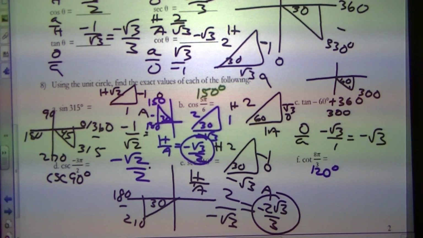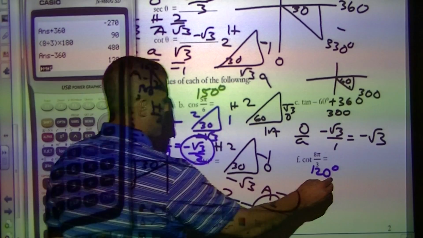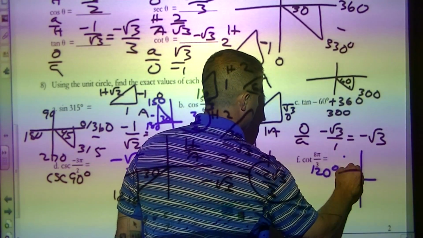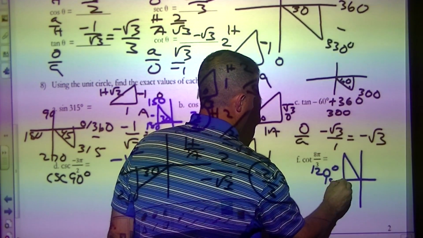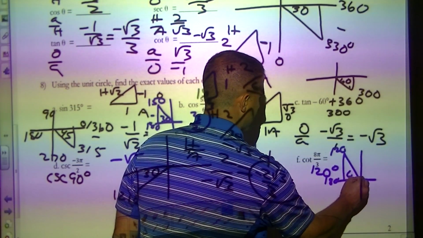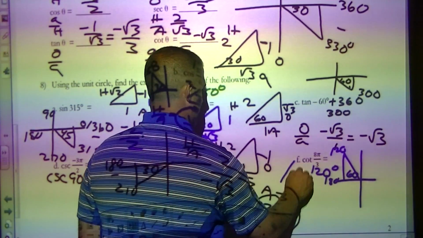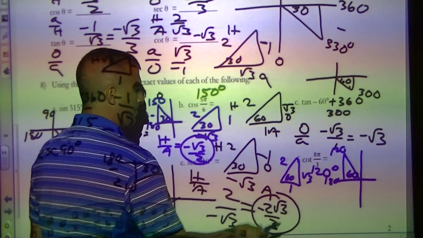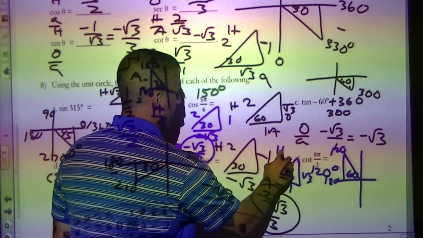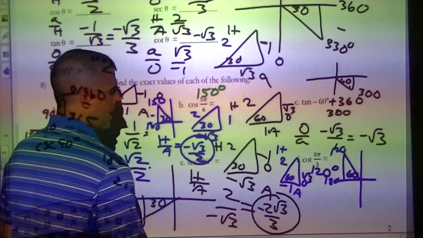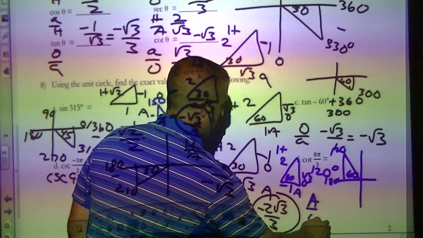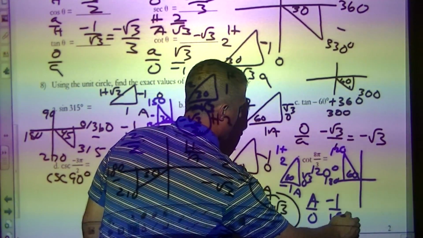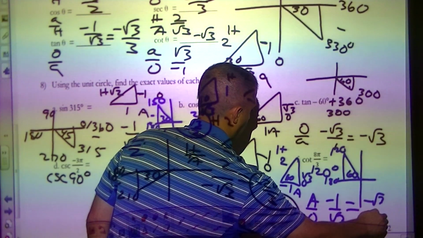Let's go to this one here, because that's 120. 120 would also be in this quadrant. I'm going to subtract from 180, which would make this 60. In a 60-degree triangle, this is square root of 3, 1, and 2. And since this is going to be negative, so H, O, and A. All right? Cotangent will be A over O, which will be negative 1 over the square root of 3, which will turn into negative square root of 3 over 3.